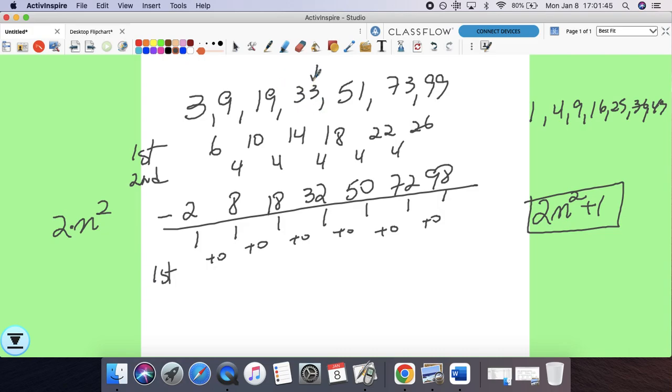So let's pick one. Let's pick the fourth term, which is 33. So let's see if we get 33. So 2 times 4 squared plus 1. 4 squared is 16, times 2 is 32. Plus 1 gives me 33. Oh my god! Alright.